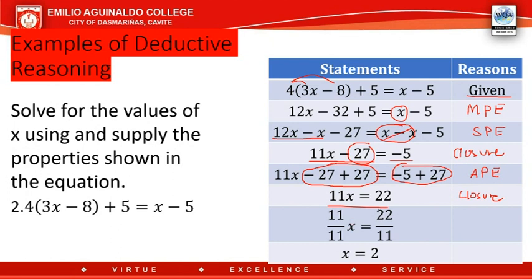Then what we're going to do next is, since we have the variable on the left side and a constant on the right side, we can now solve for the value of x using division property of equality. And lastly, if we're going to perform the indicated operation, it will give us the value of x. So this is the closure property of equality.